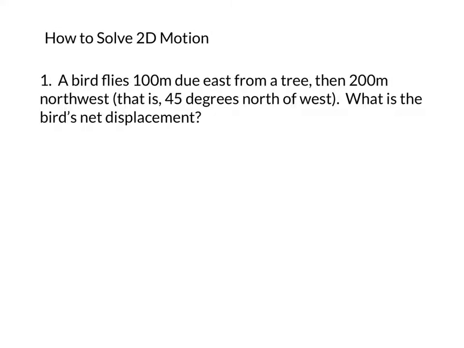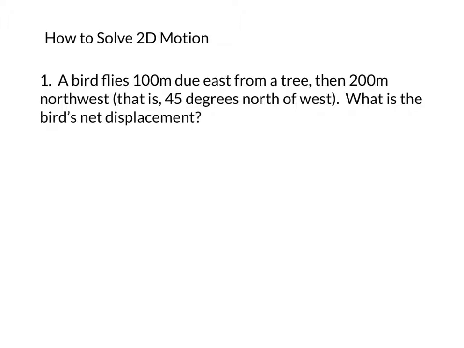Greetings, physicists. This video will be about how to solve kinematics problems that occur in two dimensions at once. So, we'll start with this one. We've got a bird flying along for one interval. He's going to change his direction and go for another interval. And they give us some numbers and some directions, and they ask, what is the bird's net displacement? And remember, displacement is from where you start to where you end.